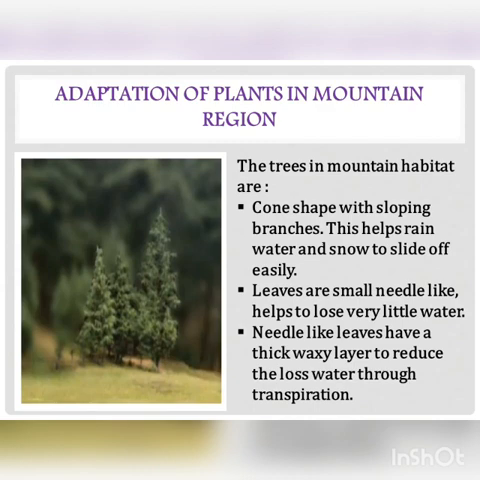The trees in mountain habitats are usually cone shaped having sloping branches. This helps the rainwater and snow to slide off easily without damaging the branches and leaves. Next adaptation is that many mountain trees have small needle-like leaves. These leaves lose very little water in windy conditions. These needle-like leaves have a thick waxy layer to reduce the loss of water through transpiration and also to protect them from damage by rain and snow.